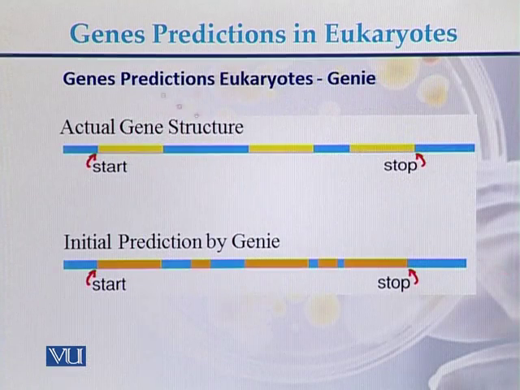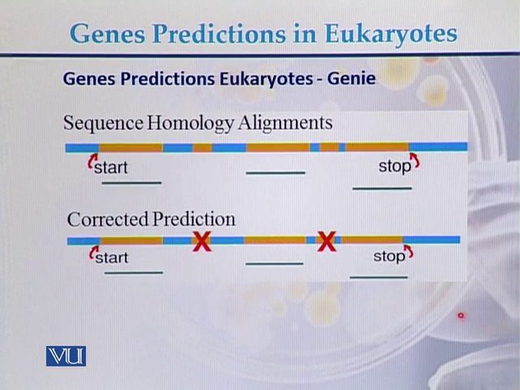Here is an example of gene prediction in eukaryotes. This is the actual gene structure, where we can see this is an exon, and the next exon. Here is the start codon and here is the stop codon. With the help of Genie, the initial prediction can be in the form of exon 1 and some other exons that can be identified by Genie. So here we can see that initially it has identified 5 exons.